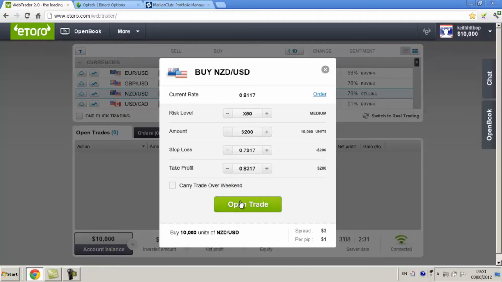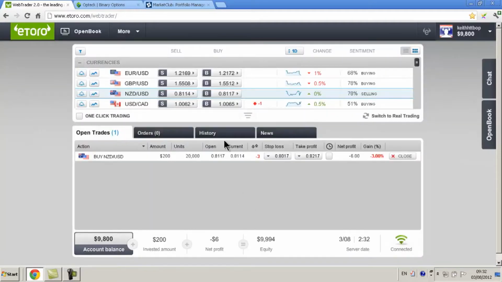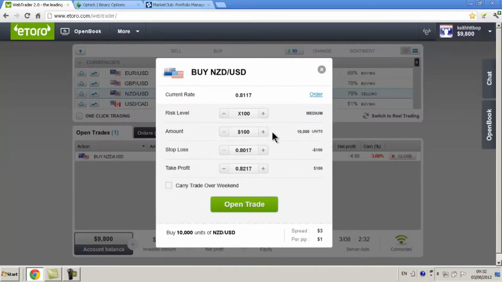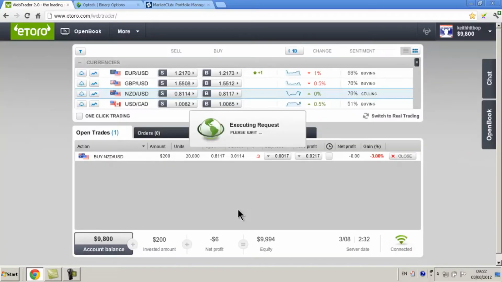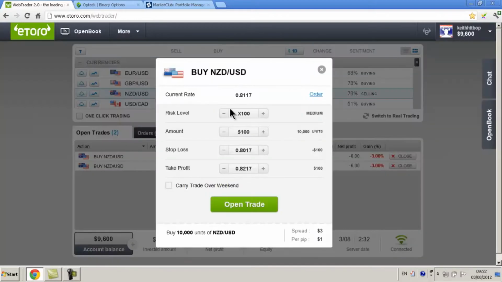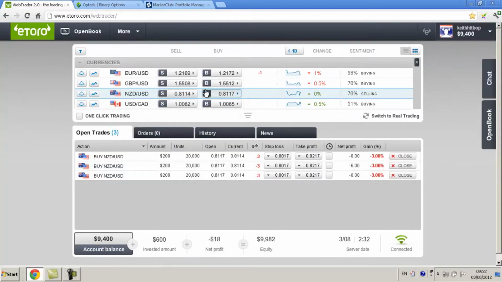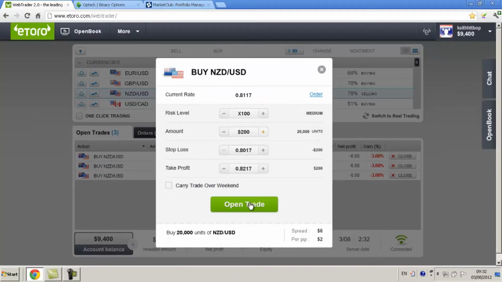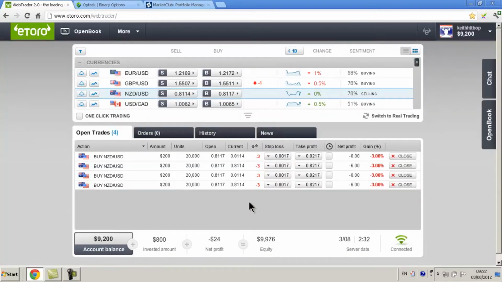Open trade. Now we're going to open 4 in quick succession. Okay, there we go. Risk level 100, my amount is 200, means my stop loss there is 200. Now we're going to open 4 of these in quick succession, so let's go. That's 1, buy New Zealand dollar, 200, open trade. Buy New Zealand dollar, 200, open trade. And 1 more, buy New Zealand dollar, 200, open trade. So we've got 4 trades on.